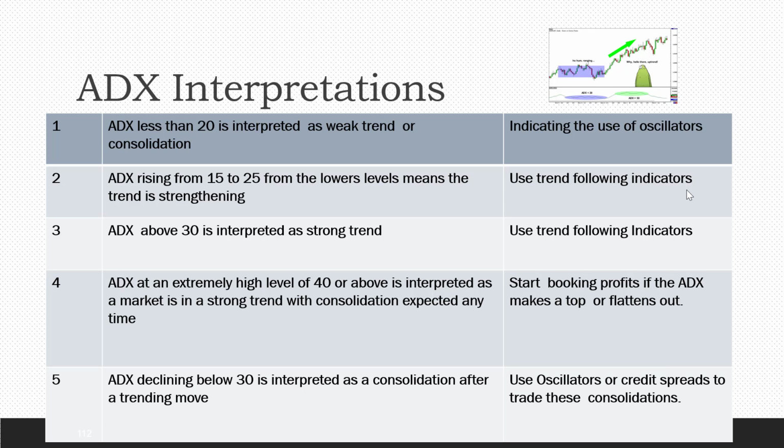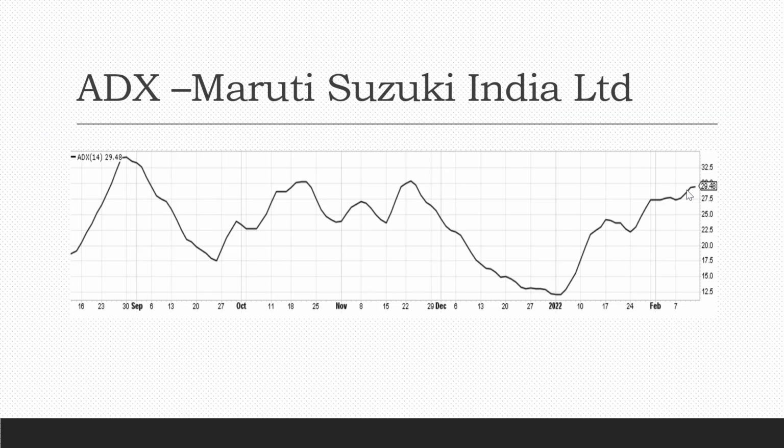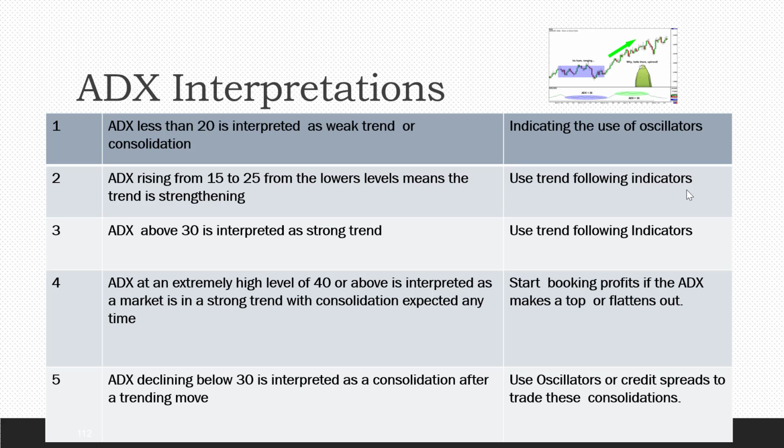And ADX above 30 is interpreted as a strong trend. So this chart of Maruti is suggesting that if it crosses 30, we will be in a strong uptrend. Okay, fine. So what should we use basically here? Which indicators should we use, the trend following indicators or oscillators?